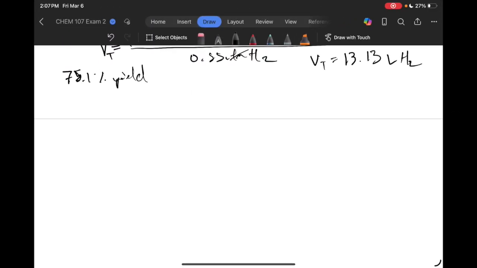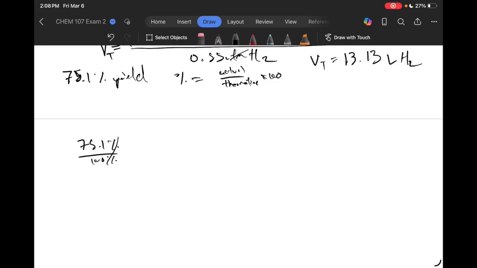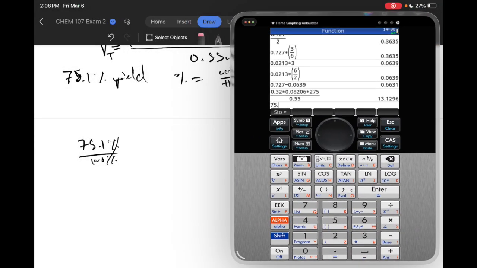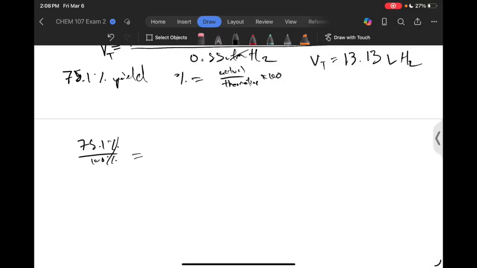Going back to our problem. If you remember, percent yield is equal to your actual over your theoretical times 100. If we already know what the percent yield is, the first thing we should do is divide 75.1% by 100%. So the percents cancel, and 75.1 divided by 100 is equal to 0.751. So 0.751 is equal to our actual over our theoretical.